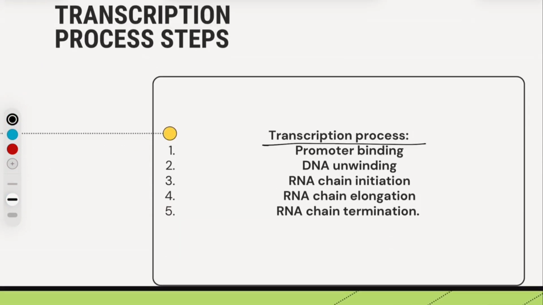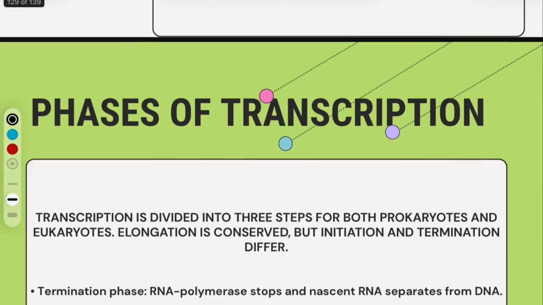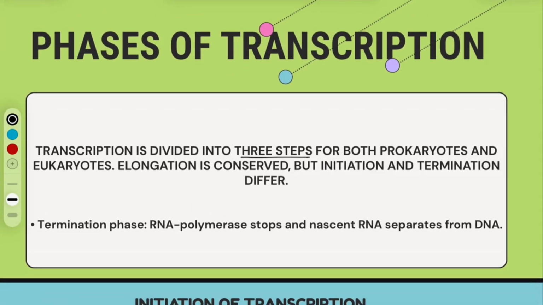Next, we will see the transcription process steps. It involves promoter binding, DNA unwinding, initiation, elongation, and termination. The steps are different for prokaryotes and eukaryotes in the initiation and termination phases only. Elongation is the same in both of them.